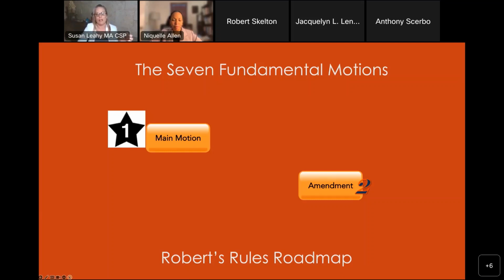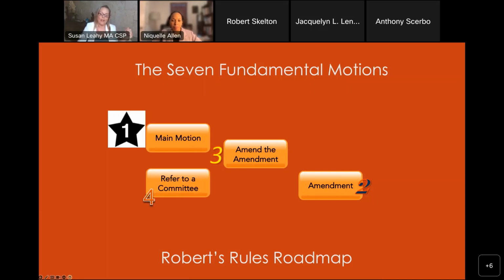The amendment allows you to add something to or subtract something from the main motion. Amending the amendment allows you to further add something to or subtract something from the amendment, which will ultimately impact the main motion, right? The next one is refer to a committee.